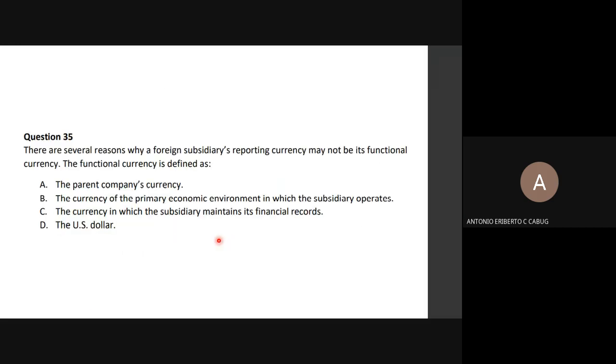Game? Sige. I'm going to give you 1 minute to answer this question. There are several reasons why a foreign subsidiary's reporting currency may not be its functional currency. The functional currency is defined as blank. 1 minute, go.